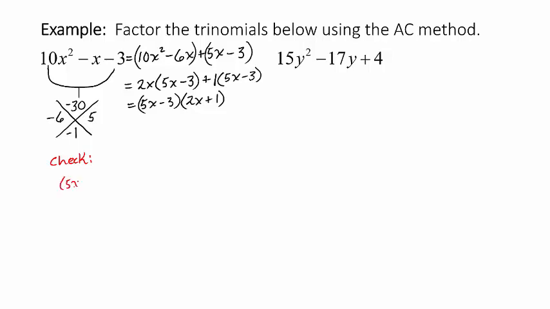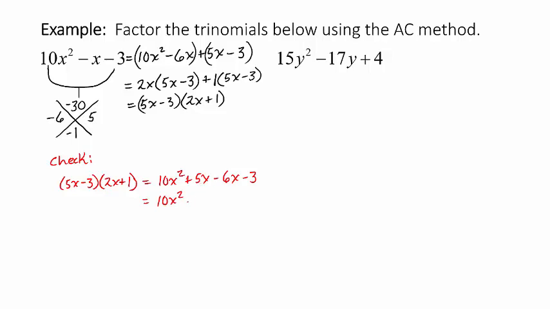So we got 5x minus 3 times 2x plus 1. And then as we FOIL this, we should be able to see our expression with the 4 terms come through. So 5x times 2x is 10x squared. 5x times 1 is plus 5x. Negative 3 times 2x is minus 6x. And negative 3 times 1 is minus 3. So if we combine like terms in the middle there, we've got 10x squared.